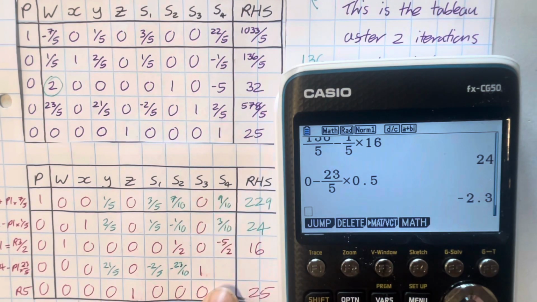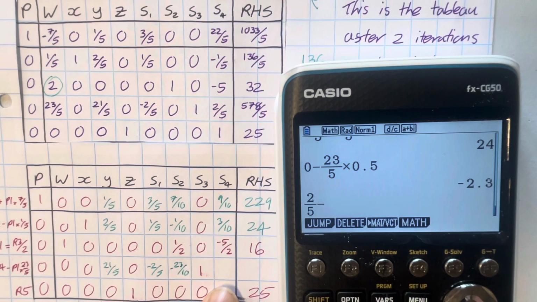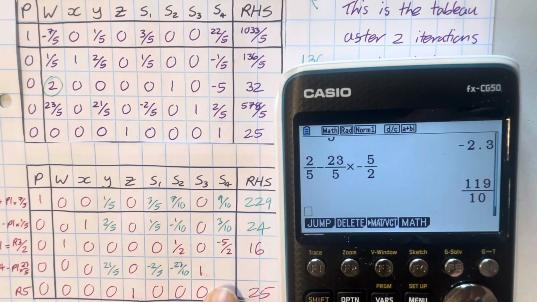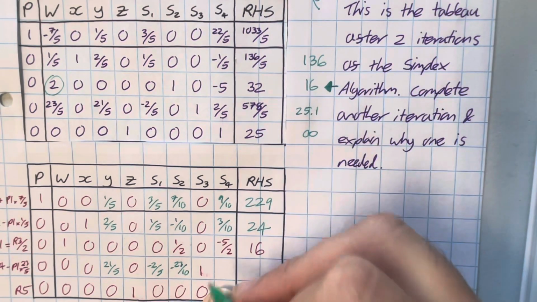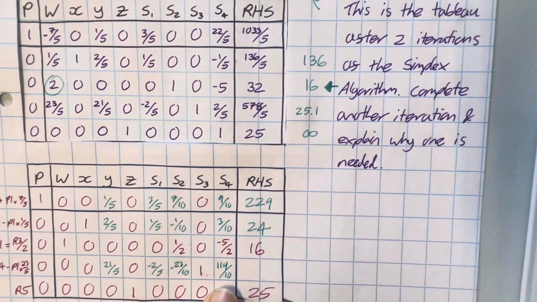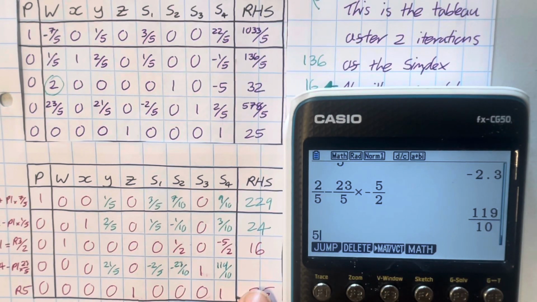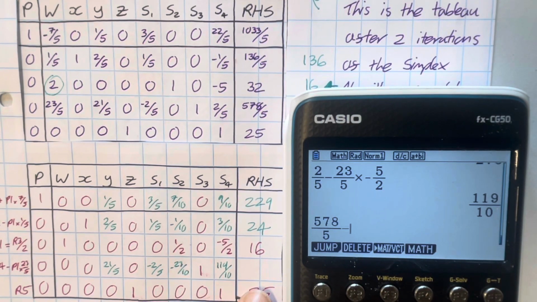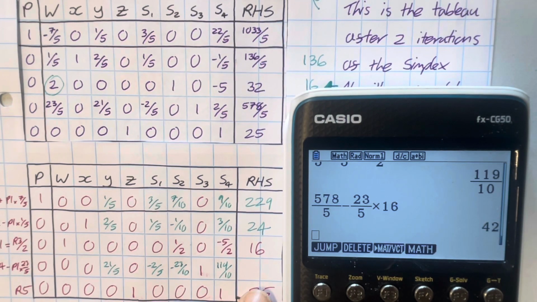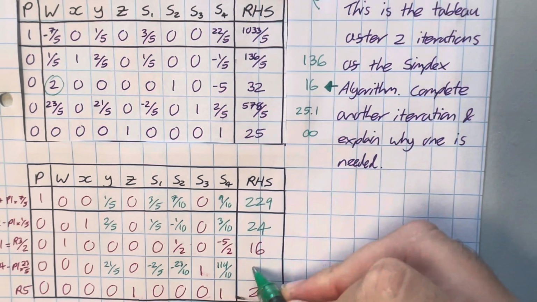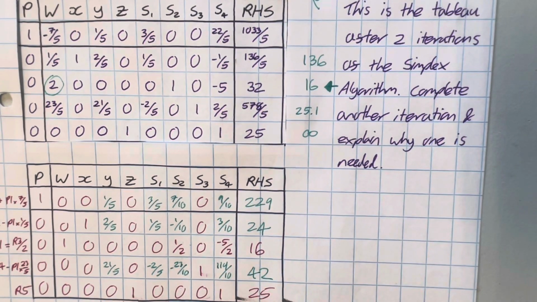Row 4, so that was 2/5. Minus 23/5 multiplied by the pivot element, which is minus 5/2. Just be really careful with your signs. That's why I recommend writing these down as instructions to the left, so you can see exactly what's going on. That was 119 tenths, and then my final entry here is 578 fifths. Subtract 23 fifths times the pivot entry, which is 16, that's 42. Okay, so that's my final answer for the next iteration of Simplex.